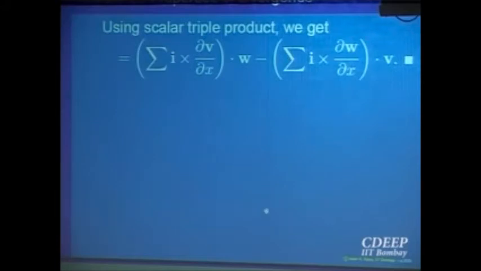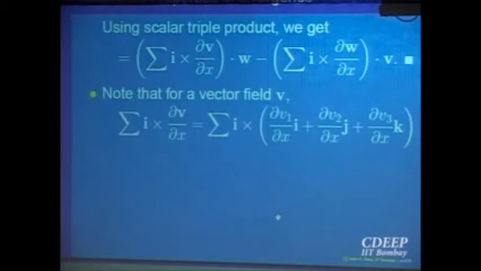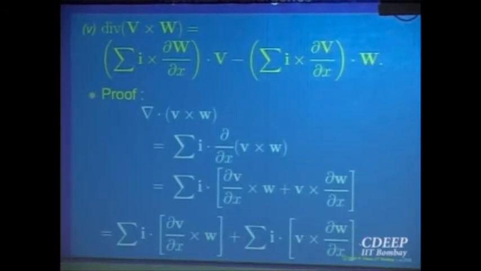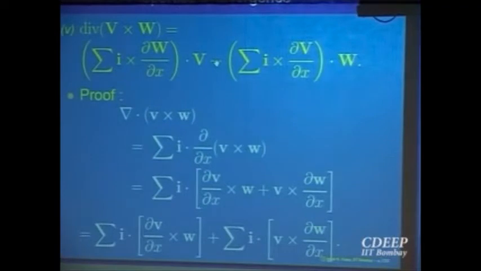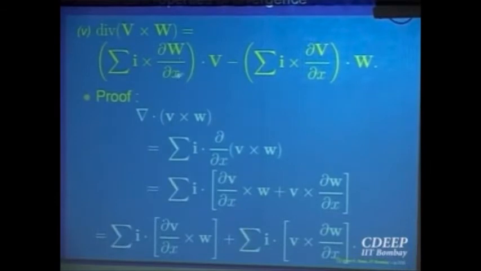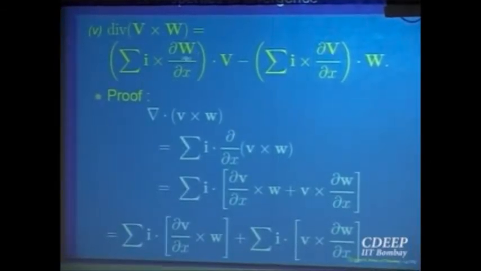Let us go back and look at this formula. It is the divergence of v cross w, which is a product. Normally in a product rule you would expect a plus sign, but this is an exceptional thing. Here a negative sign is coming, so it says it is this vector dot v minus this vector dot w. And what is this vector? Let us expand this vector and see what it is.